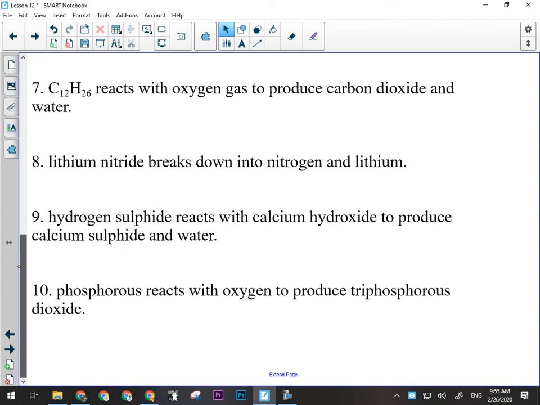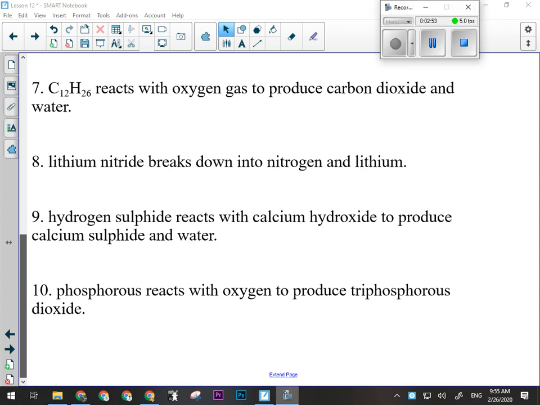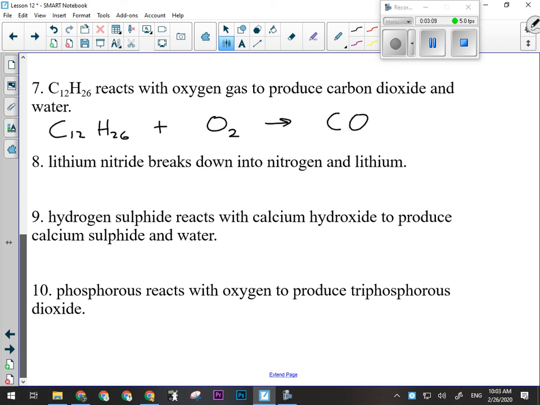All right, so let's get going on these ones here. On number 7, we've got dodecane, C12H26. So we just write C12H26, and it's reacting with oxygen gas. That's going to produce carbon dioxide and water. What kind of reaction is that?